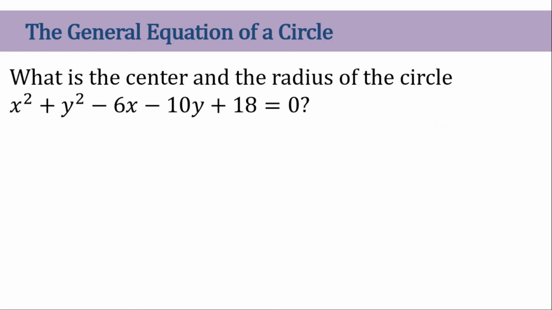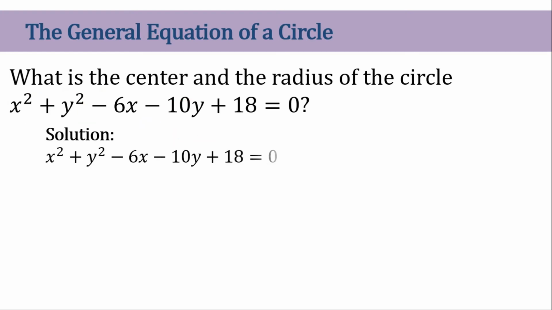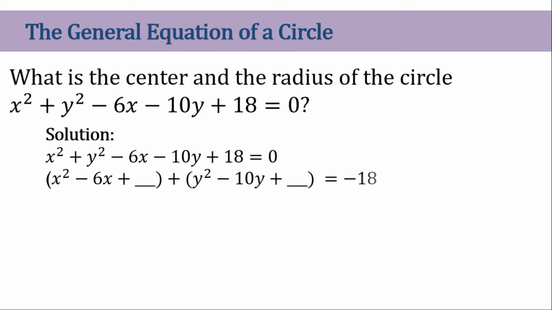Now, again, for another example, this is somewhat complicated because we are dealing with many terms. What is the center and the radius of the circle? Again, we need to combine x's and y's. So in this case, x squared minus 6x plus something that will make this a perfect square, then plus y squared minus 10y plus something that will make it a perfect square. As you can see, I transpose positive 18 to the other side and it becomes negative 18.